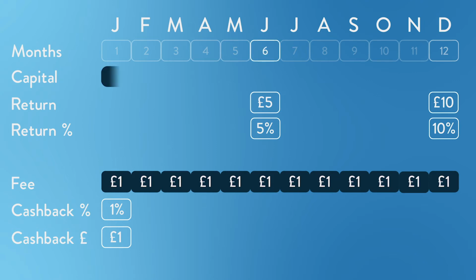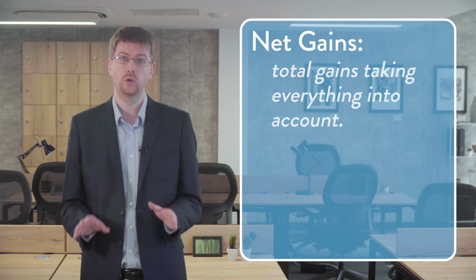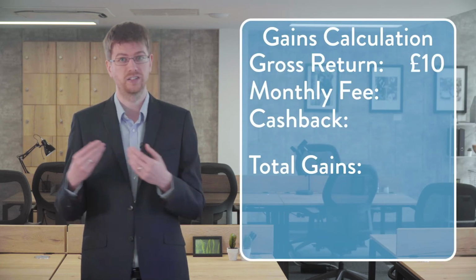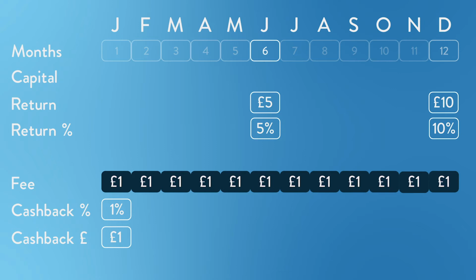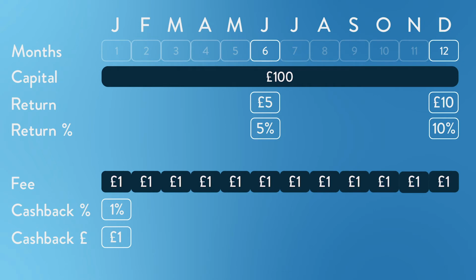So, taking our example, let's add a £1 per month fee for using the platform we're investing in and a 1% incentive cashback plan, where for every £100 we invest, we are given £1 back as cash. That's 1%. First, we calculate our net gains, the total gains taking everything into account. The calculation for our net gains would be £10 minus £6 plus £1, which is equal to £5. A £5 return over 6 months by employing £100 of capital is a 5% flat net return. If we annualize this by taking these figures and stretching them to cover a 12-month period, we would have a £10 return on our £100 capital and an annualized net return rate of 10%.